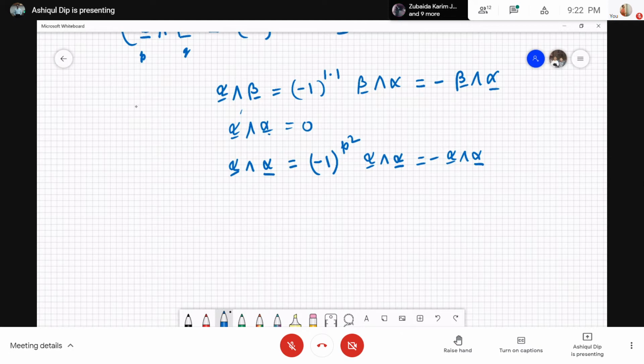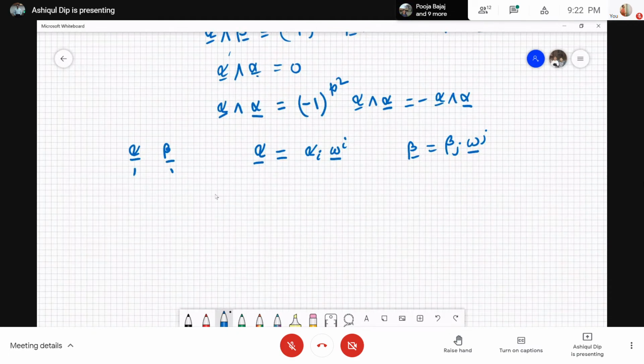So say your alpha is a 1 form and beta is a 1 form. So we can write our alpha to be like, say, alpha I omega I, right? Like that. And our beta to be like beta j omega j. So what should be the components of alpha wedge beta? So obviously that gives us alpha I beta j omega I wedge omega j, right?